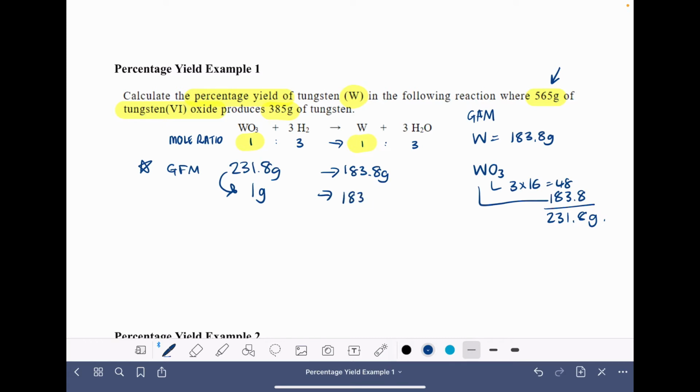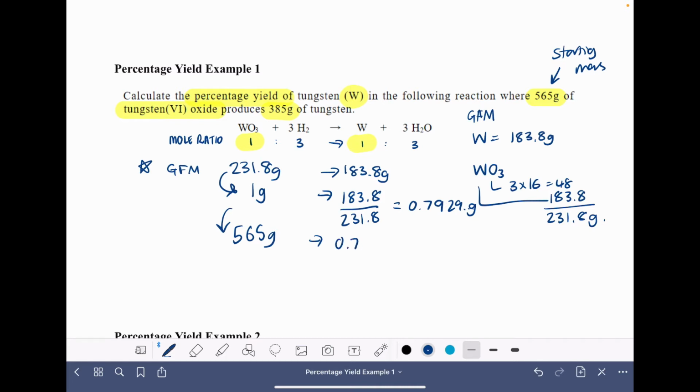So 183.8 divided by 231.8 is roughly 0.8, so it's 0.7929 and so on grams. So that's what 1 gram would give us. We, though, started with, sorry, that's not our theoretical yield, that's our starting mass. We started with 565 grams. So to get from 1 to 565, we times by 565, so we do the same to the other side.